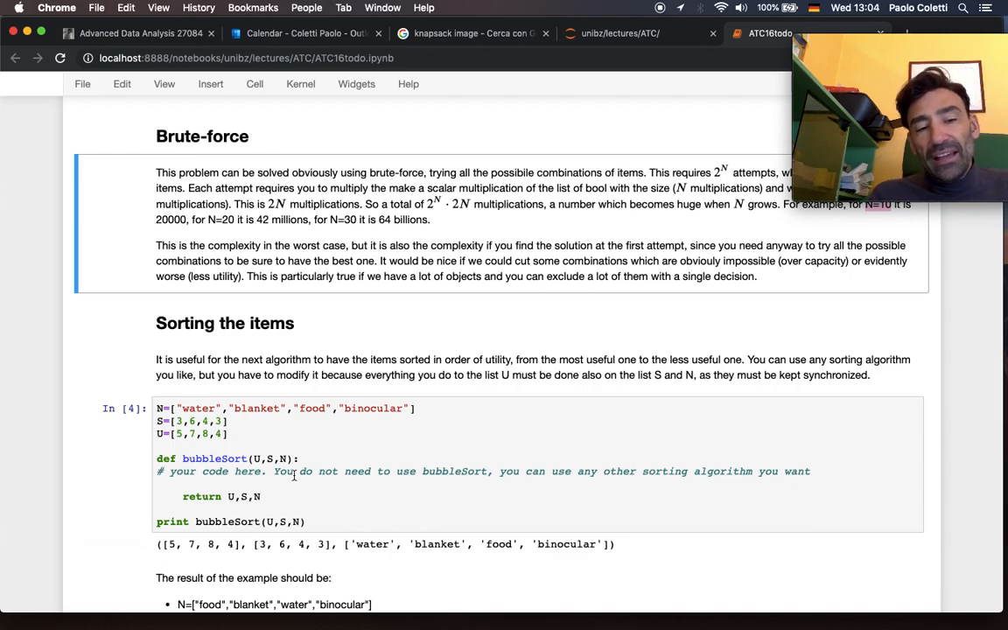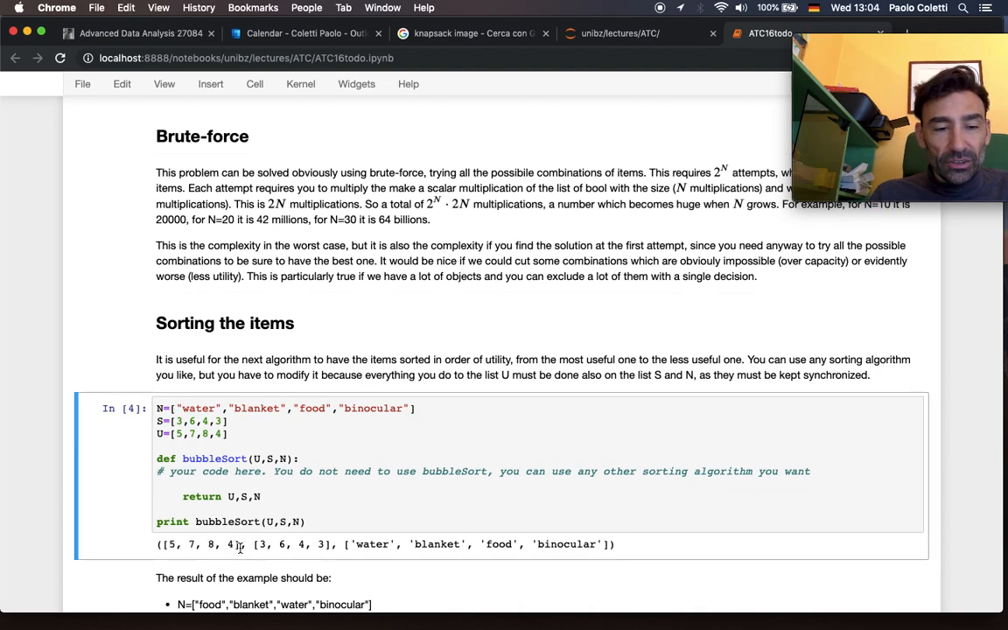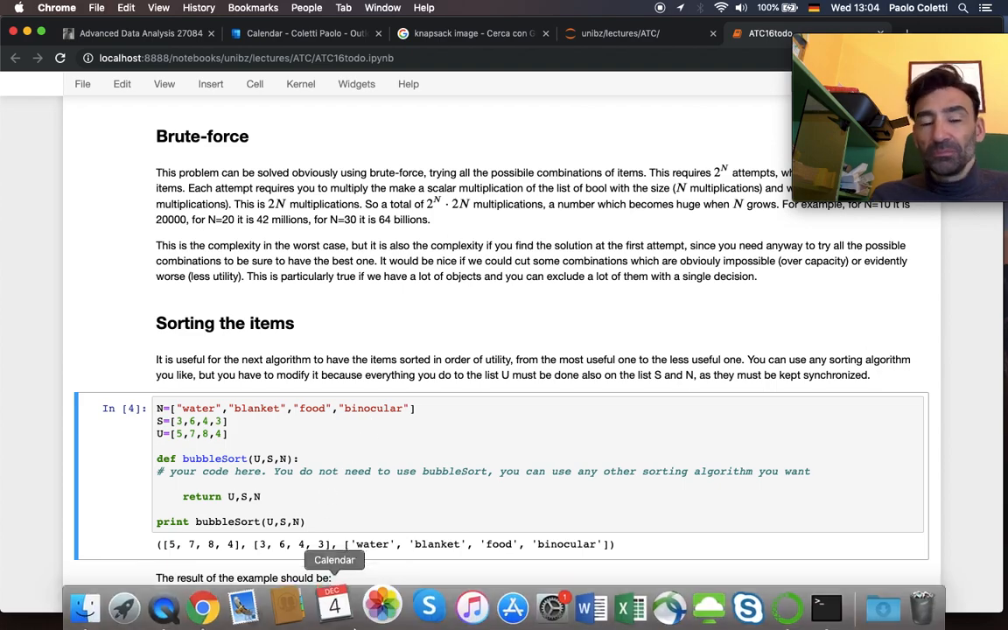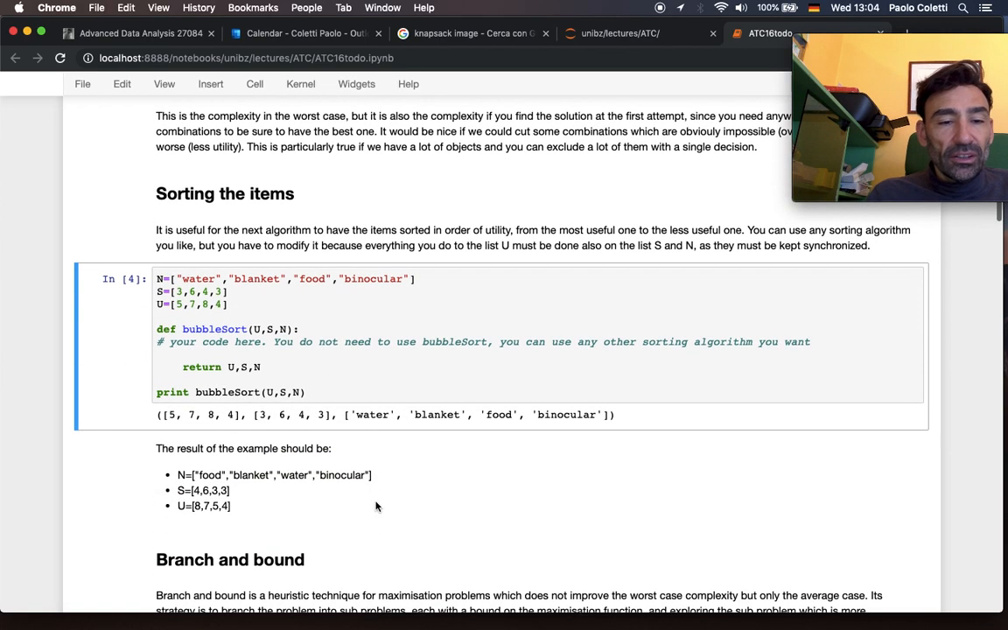Okay, you can see I have written my code here, then I deleted it so I can leave the exercise to you, and this will be my result. So you can see I sorted the utility. No, the result is wrong because I deleted my code, sorry. So the result is wrong because I deleted the code and then I ran it again. So the result is the same as the input. But the result should be 8, 7, 4, 5, 4, 4, 6, 3, 3, food, blanket, water, binocular. That's the result.